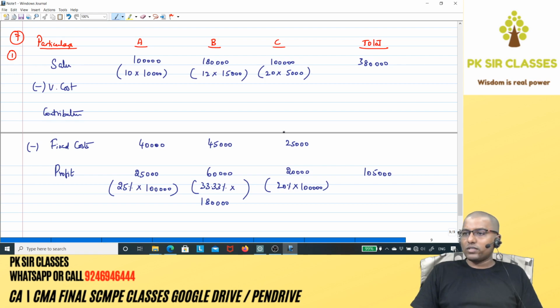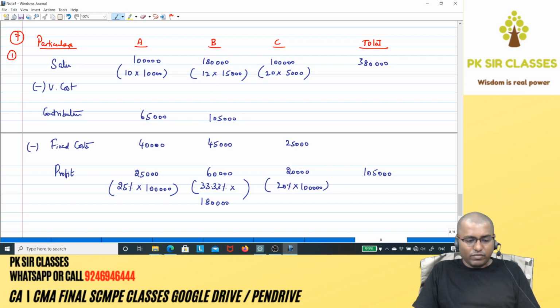Okay. Next, what else? I think everything is done. So now contribution minus fixed cost will give you profit, correct? Which means, can I say fixed cost plus profit is nothing but contribution? So which means contribution should be how much over here? 40 plus 25, 65,000. Because only then 65,000 minus 40,000 will give you 25,000. Are you able to get me? So here 60,000 plus 45,000, which means it's around 1,05,000. Okay, so fixed cost plus profit is nothing but contribution. Next, last one, 25,000 plus 20,000, 45,000.